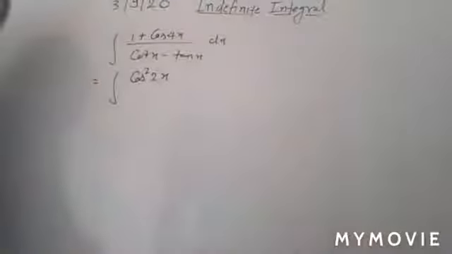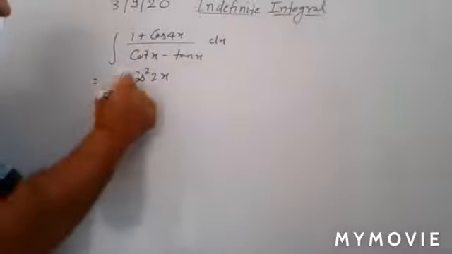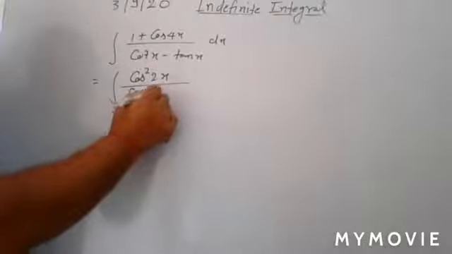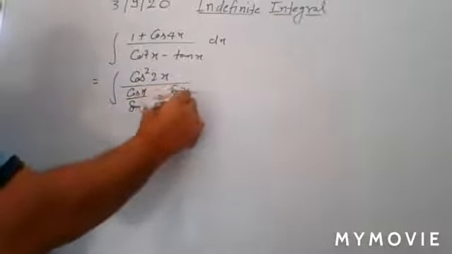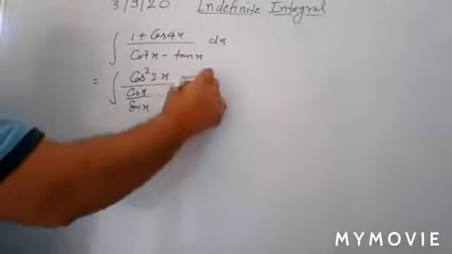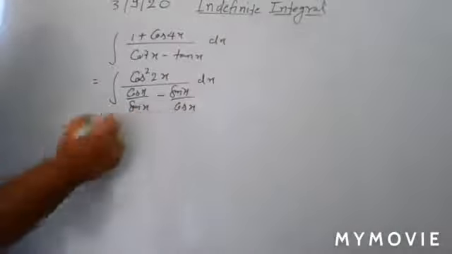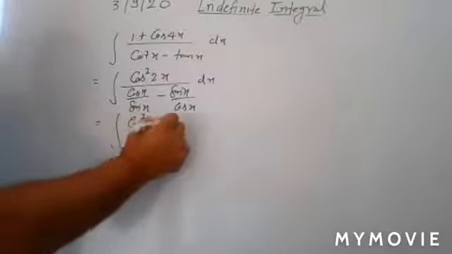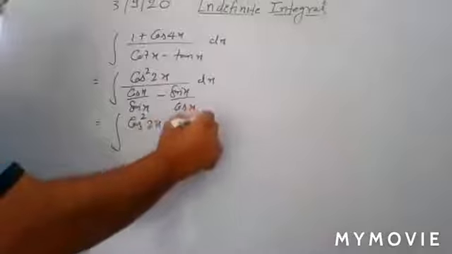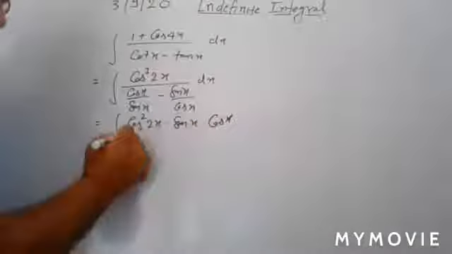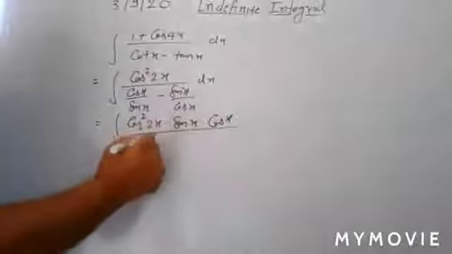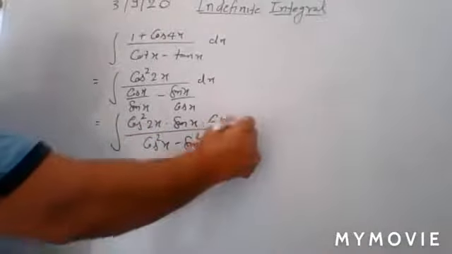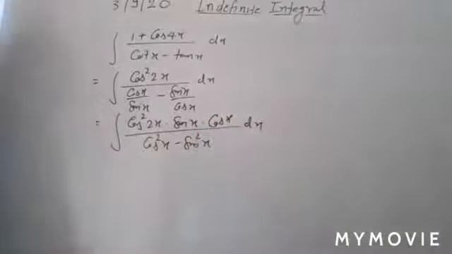So here you can write cos square 2x divided by cos x upon sin x minus sin x upon cos x dx. You can write in this way. Now taking LCM, your LCM part can be written as cos square 2x into, here you have sin x into cos x. You write it in the denominator, and here you have cos square x minus sin square x dx. Okay, you write in this way.